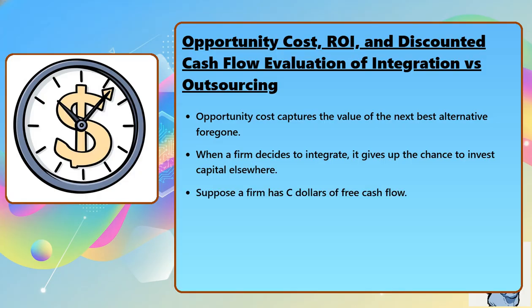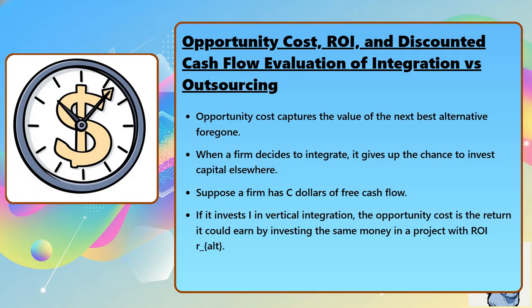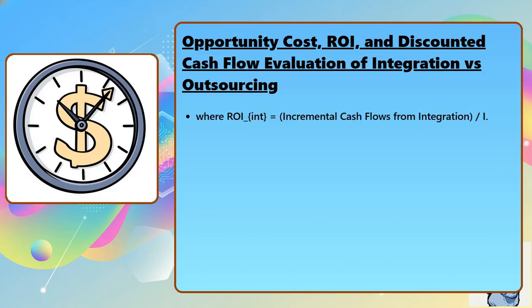Suppose a firm has C dollars of free cash flow. If it invests I in vertical integration, the opportunity cost is the return it could earn by investing the same money in a project with ROI R sub alt. The net benefit of integration is net benefit equals ROI int minus R sub alt, where ROI int equals incremental cash flows from integration divided by I.